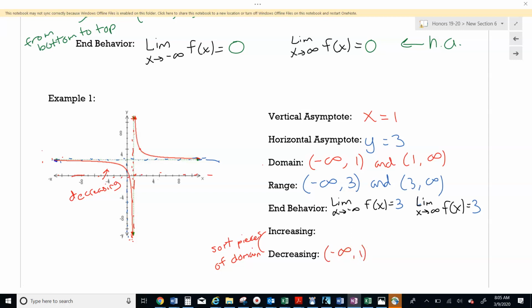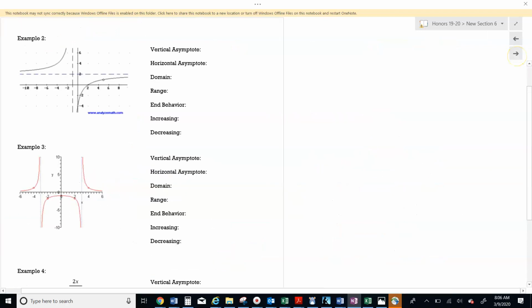When we look at our other set piece, 1 to infinity, well, it's starting up here and it's going to 3. Well, from 10 to 3, that's going down. That is also decreasing. And therefore, there is no part of this graph that is increasing. Remember, this is called your empty set. All right, and that is it for this example. Let's go ahead and look at our next page.